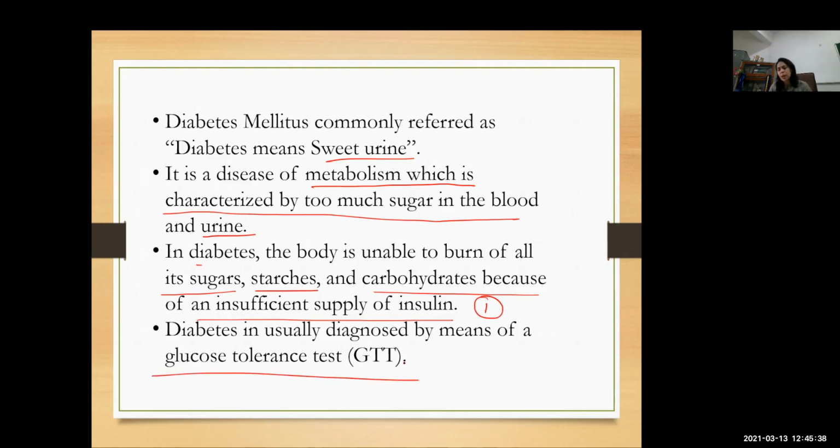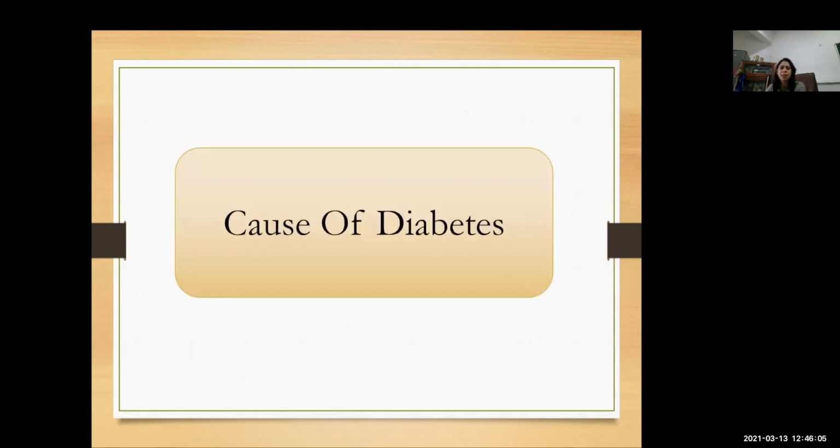In the glucose tolerance test, 100 grams of glucose is given to the patient, and then after some time the test is conducted and the reading is taken for the patient. According to the reading of the glucose level in the blood, the person will be declared as having diabetes or not.